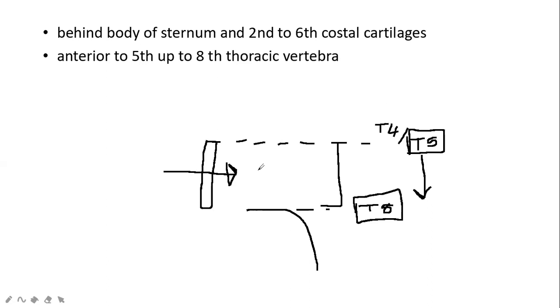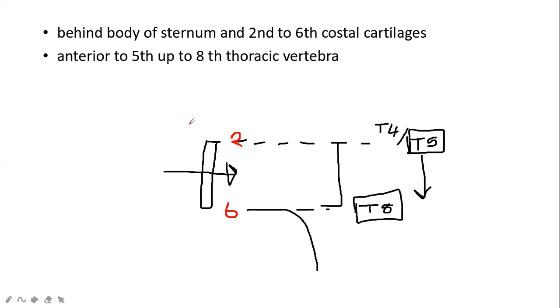And then in terms of the ribs, counting the ribs there, we say that we are at rib number 2 up to rib number 6. Remember, the ribs move transversely. Don't confuse this one.